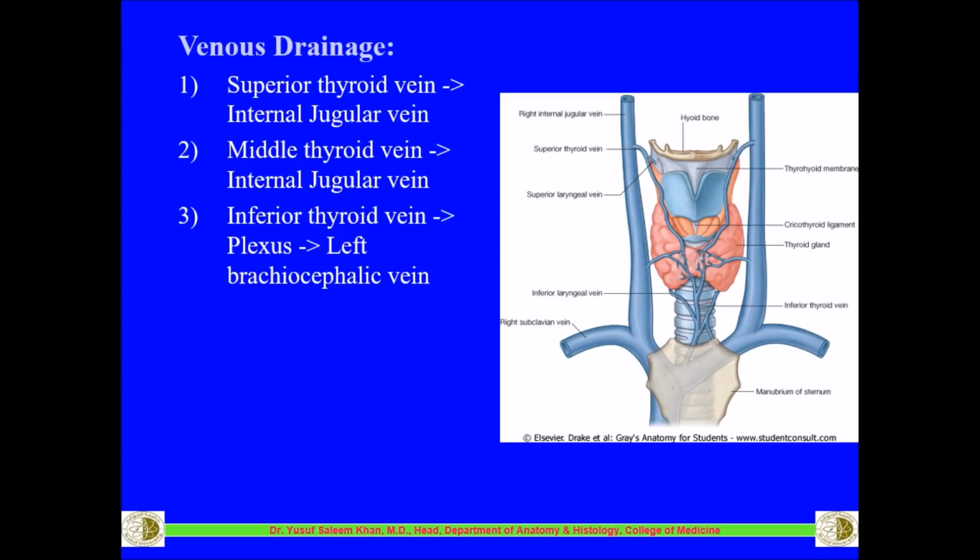Okay, so these are the three veins which will be draining the thyroid gland. Sometimes, just like the artery, there can be an additional vein. This is called the fourth thyroid vein, or it is also called the vein of Kocher.